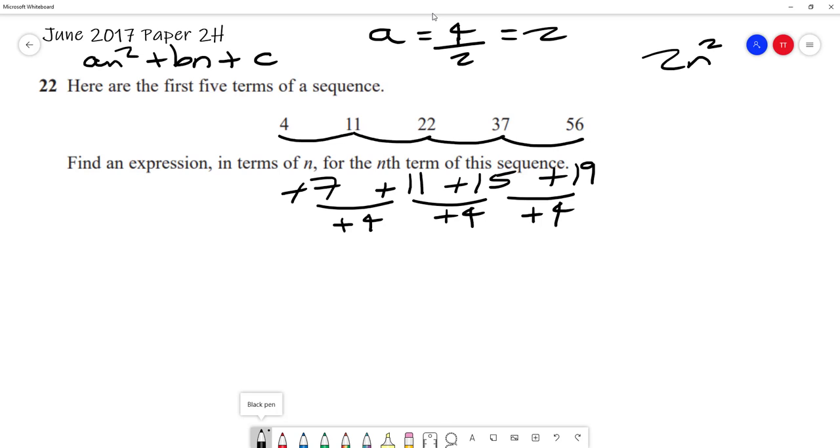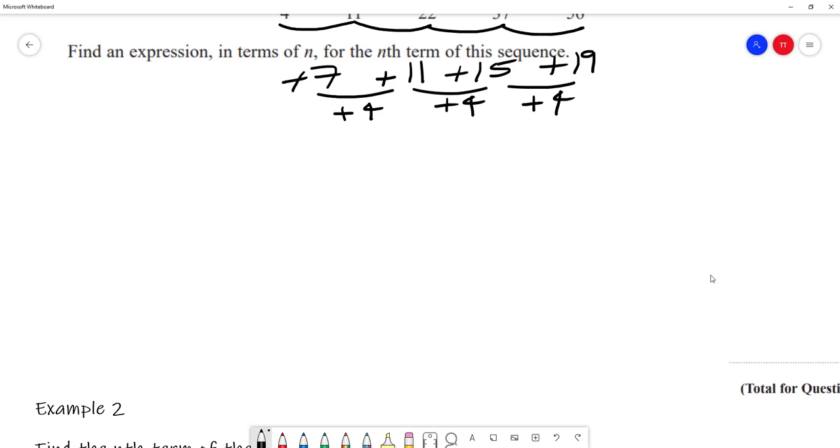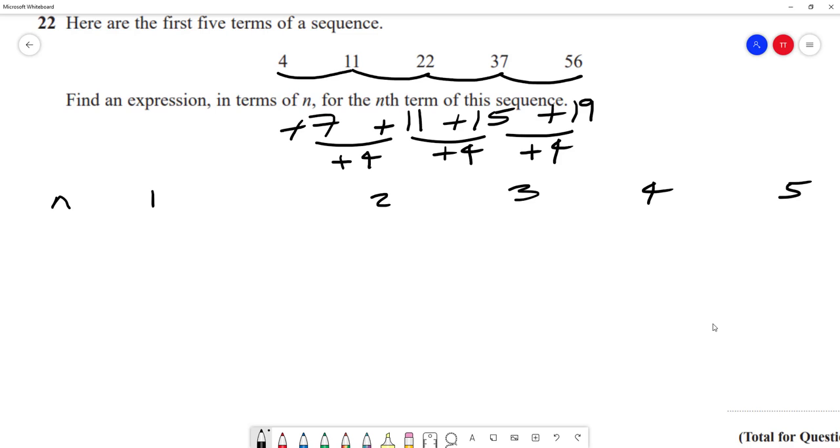So what we do now is draw a table. I'm going to say that n is 1, 2, 3, 4, and then 5. Then we need 2n squared underneath that. So n squared would be 1 squared, which is 1, times 2 is 2. 2 squared is 4, times 2 is 8. 3 squared is 9, times 2 is 18. 4 squared is 16, times 2 is 32. 5 squared is 25, times 2 is 50. So these are the values for 2n squared.